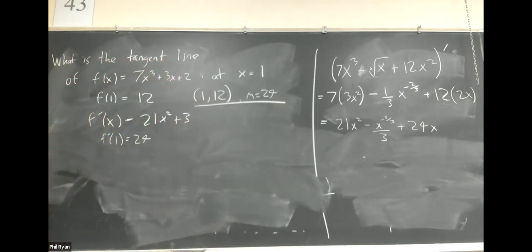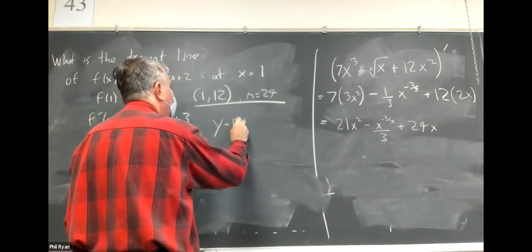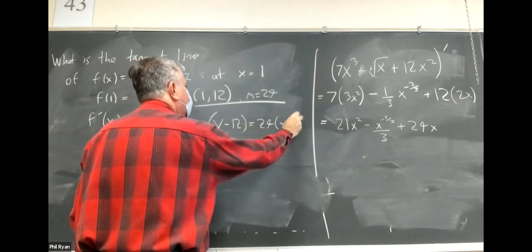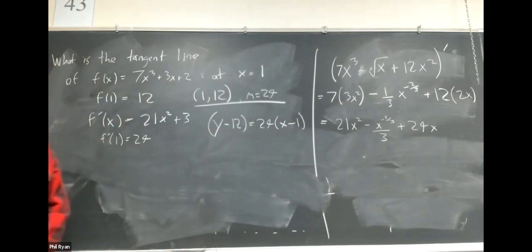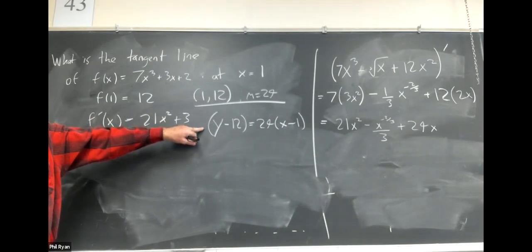So with those bits of information, you can write down the equation of the straight line, right? It's going to be y minus 12 equals 24 times (x minus 1). Is everyone comfortable with that, going from that to that? That's just using the point slope formula.